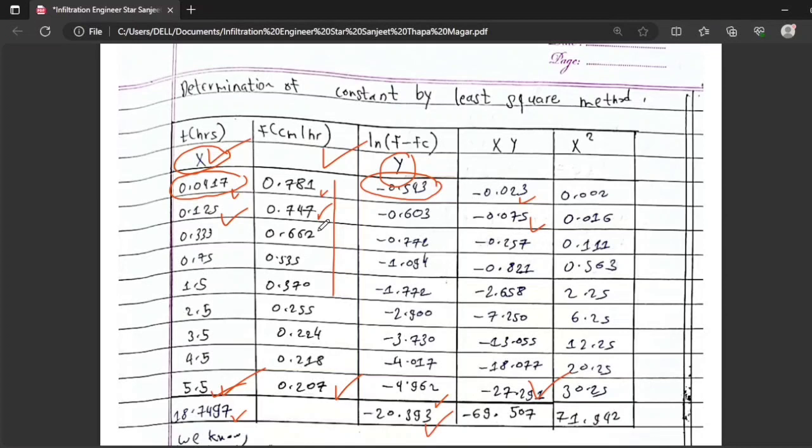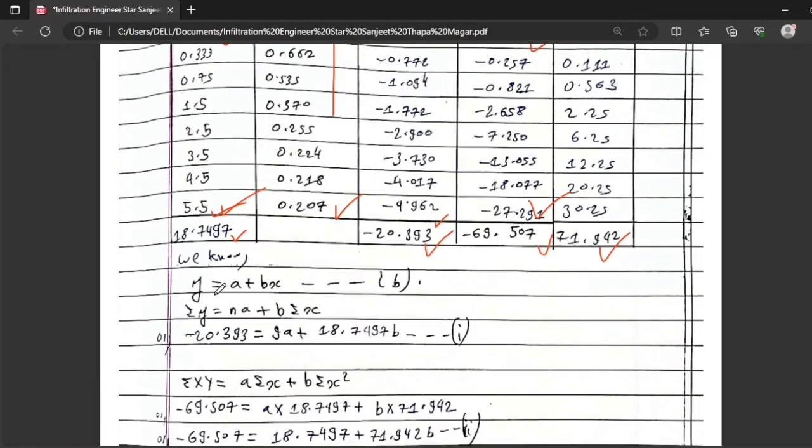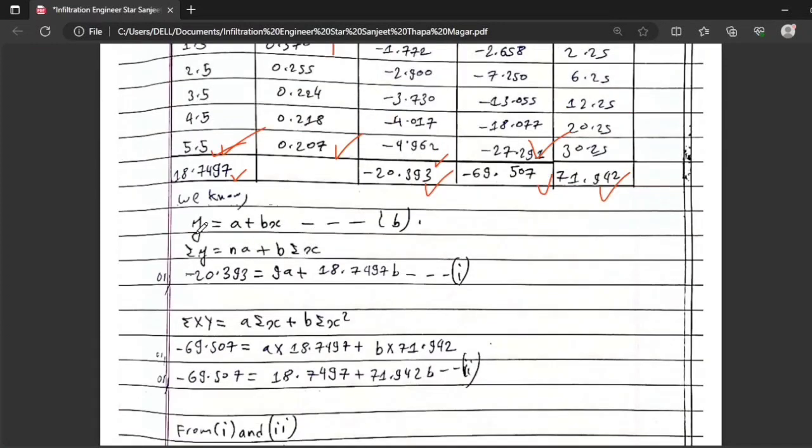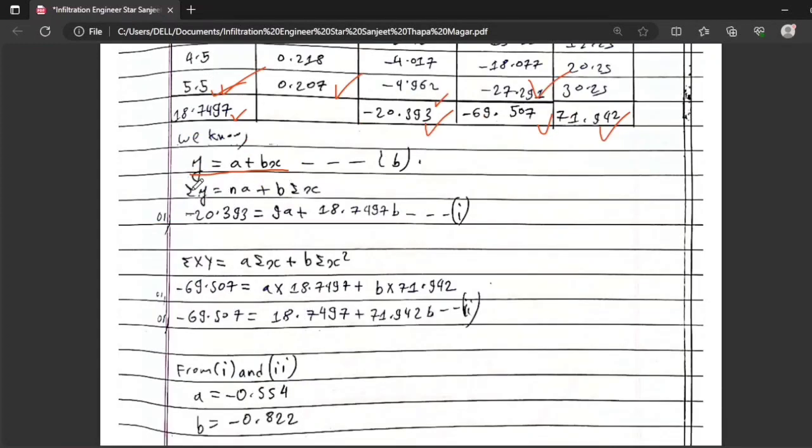And t square is 0.0417 square, that is 0.002, and so on. We need the summation of t y and the summation of t square. We know the formula of a straight line is y equals a plus b t. By using the least square method, doing summation in this equation, we get summation y equals n times a plus b times summation t, that is b t1 plus b t2 plus b t3 plus b t4, and so on. Multiplying by t in this equation, we get summation t y equals a summation t plus b summation t square.